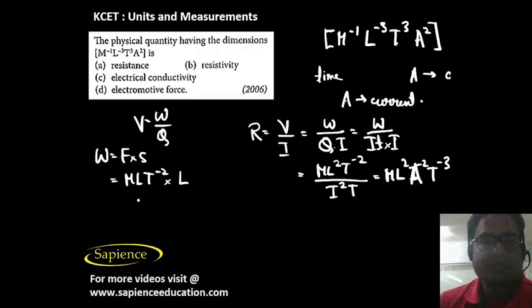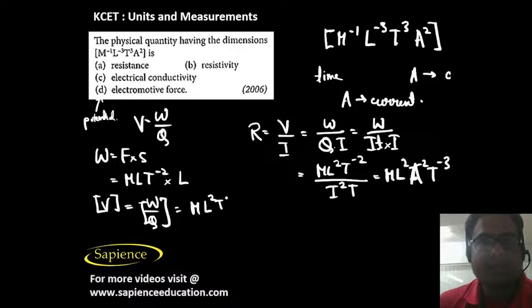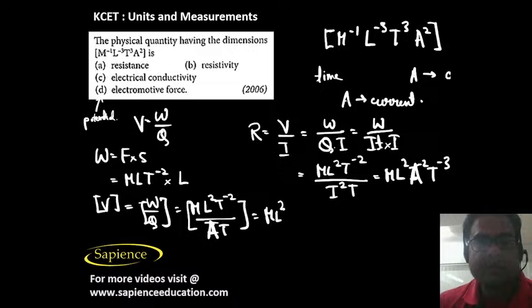And then we have option D, electromotive force, which is the same as the voltage or the potential difference. So we have to find the dimensional formula for the potential difference V. That will be equal to W by Q, which is equal to ML square T power minus 2 divided by I into T. So I, or you can say A, so that will be ML square T power minus 3 into A power minus 1.